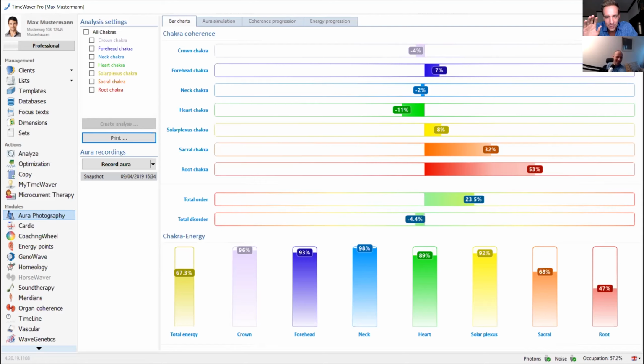So just wondering, the same analysis can come out from the Healy. It just looks a little bit different on the phone. So what would you do now with that guy? He has a root chakra which is 47%. So where would we go from here?